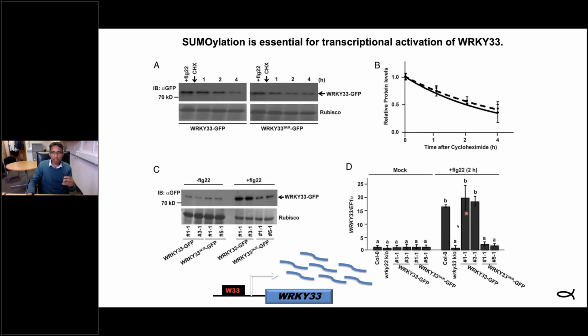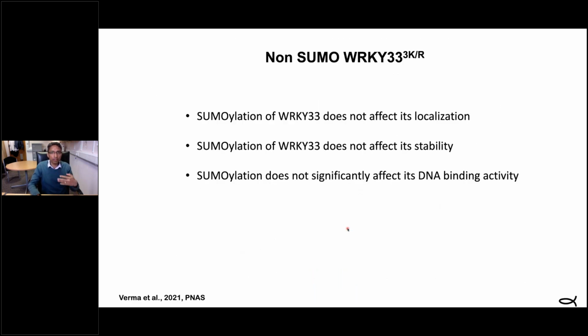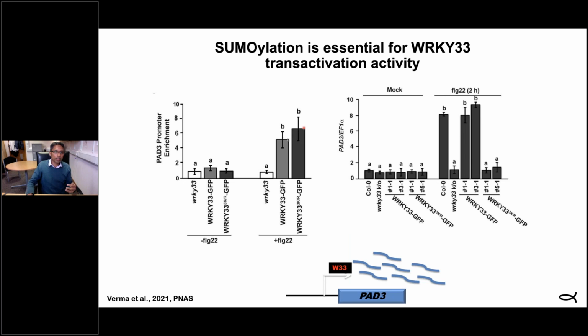And that's what these ChIP assays are showing: the induction of WORK-E33 by the 3KR non-SUMOylated form is very much hampered. What we've shown here is just summarizing what I've said. It doesn't affect localization, doesn't affect stability, and doesn't affect its DNA binding. The ability to bind to the promoter itself is not significantly affected between the SUMO form and the non-SUMO form. The PAD3 promoter enrichment of the transcription factors is not greatly affected, but its ability to switch on PAD3 is greatly affected.